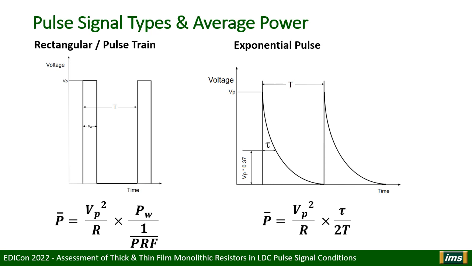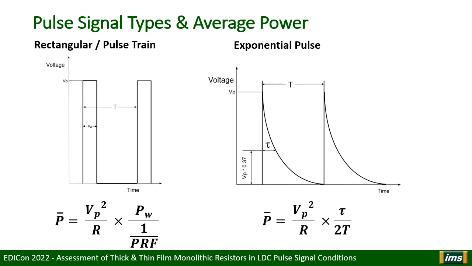For rectangular pulses, Vp represents the peak voltage drop condition across the element, Pw is the pulse width in seconds, R is the ohmic value of the resistive element Vp is dropped across, and PRF is the repetition frequency in hertz. I'm sure there are other ways of showing this expression. This just happens to be the one I work with routinely.